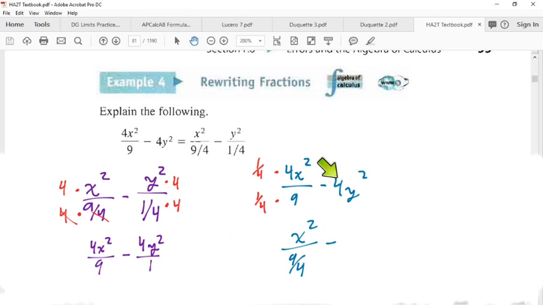And then on this one right here, we would do the same thing, right? I'm going to make him into a fraction. And then I'm going to multiply the top by 1/4 and multiply the bottom by 1/4. And so we get y squared over 1/4. So you can do either the left side or the right side.